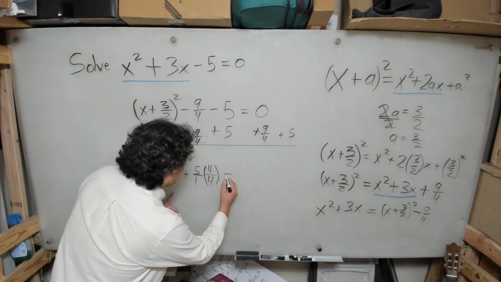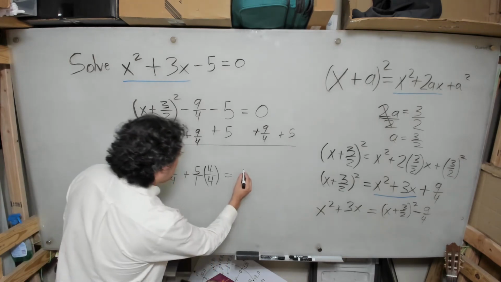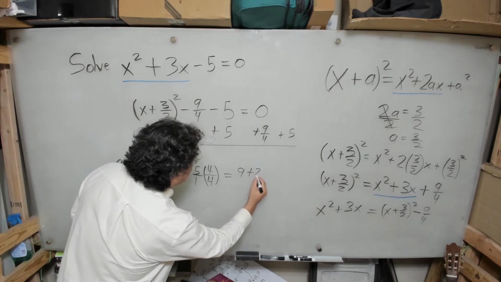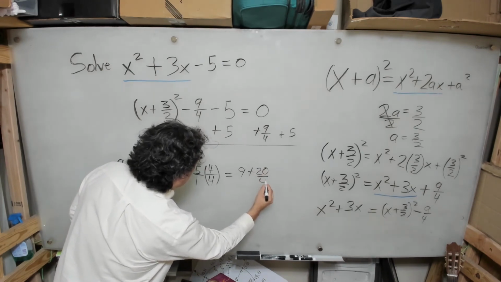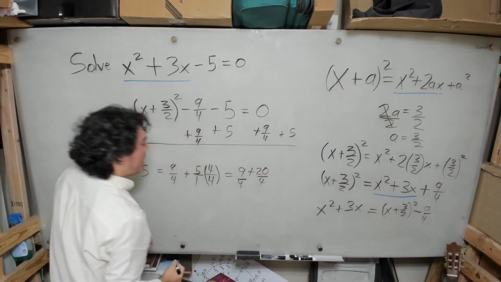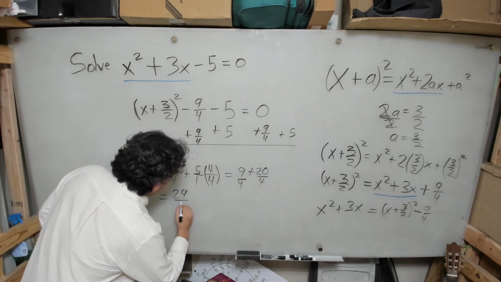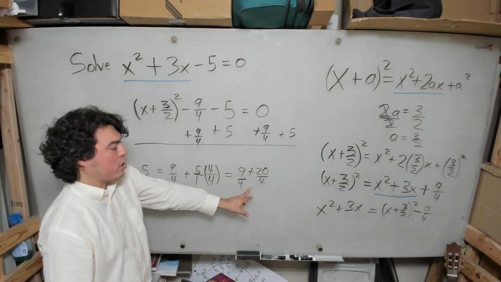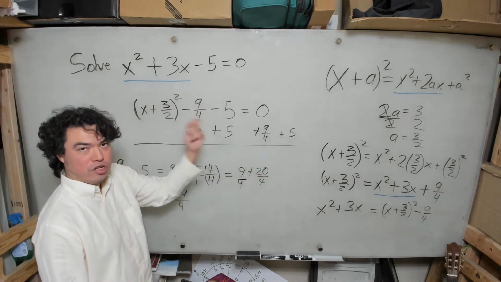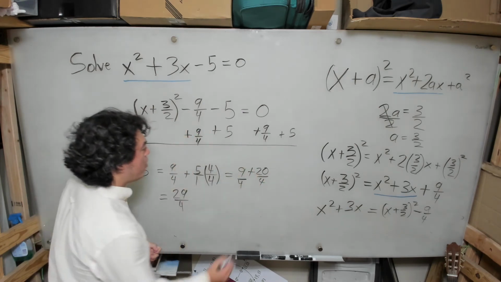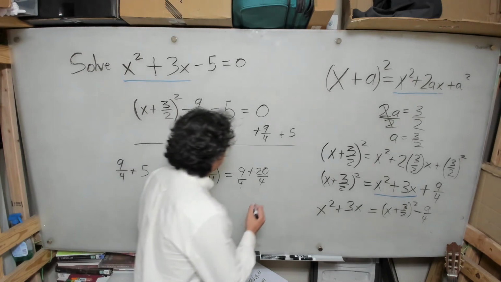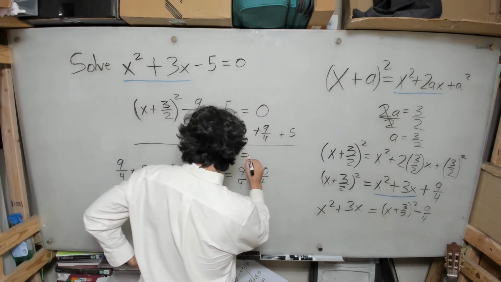So this will give us 9 plus 20 over 4. Okay? And this will finally simplify to 29 over 4. Because once I get the two denominators the same, I can just add the numerators. So now I know that this side, the right hand side, is going to be 29 over 4.